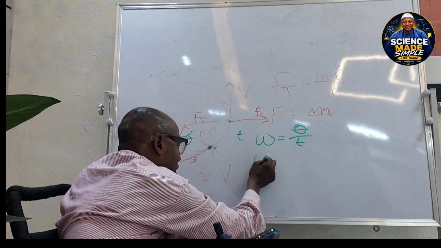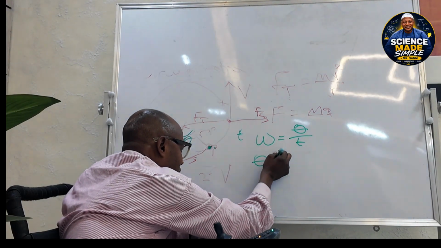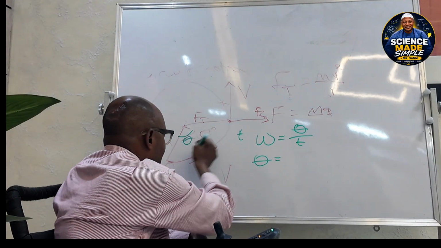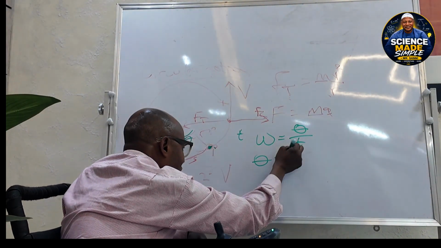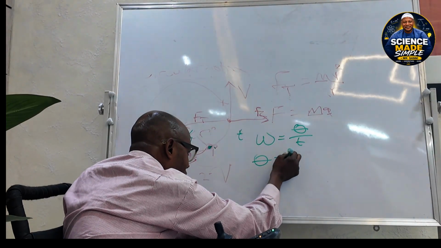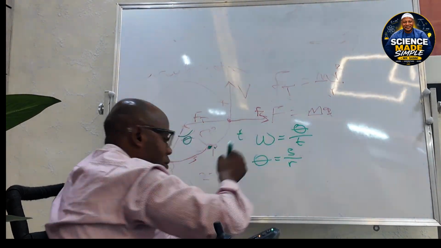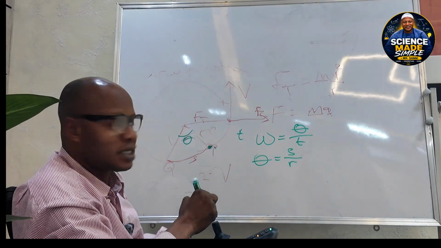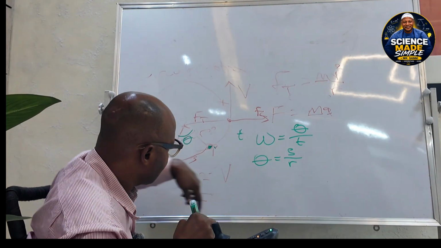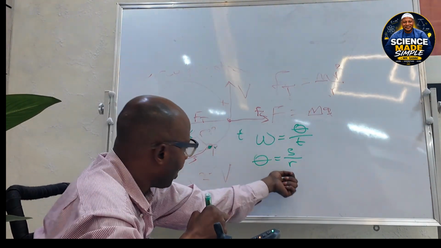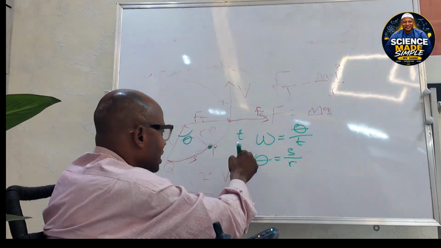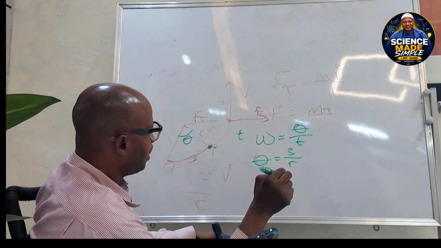But angular displacement itself is the length of the arc over the radius. That is S over R, the length of the arc, which is represented by S, over the radius of the circle. That is angular displacement.